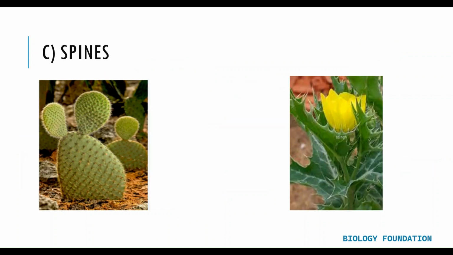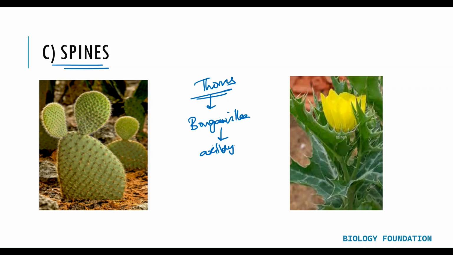Next is spines. Spines are also modifications of the leaves. Thorns are different. If you see in bougainvillea, we have seen thorns, right? They are modifications of the stem, modification of the axillary bud into a pointed structure. So try to understand, thorns are modifications of stem, but spines are modifications of leaf.